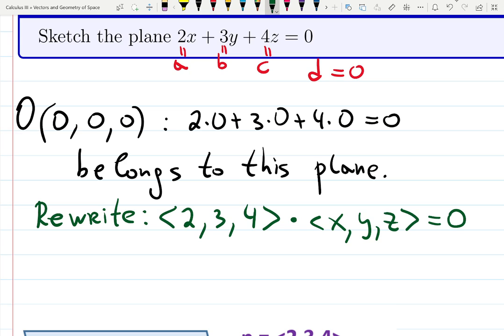If your brain can get used to this idea and be fine with it, that's what I just did. I rewrote this. This leads to lots of engineering and physics, building machines and constructing buildings and so on. Such a simple idea. Do you all agree? This is the product of 2, 3, 4 times x, y, z. What kind of product is that? Dot product of what? Two vectors.